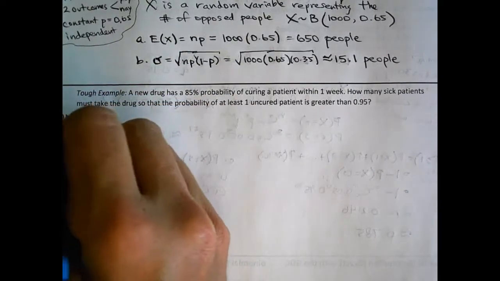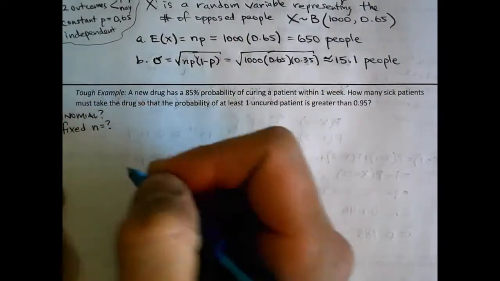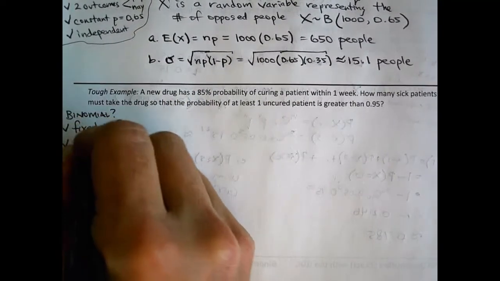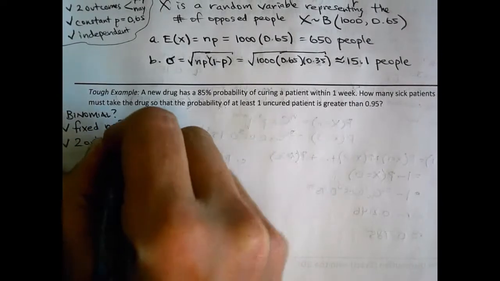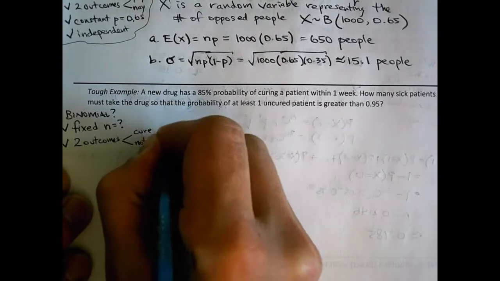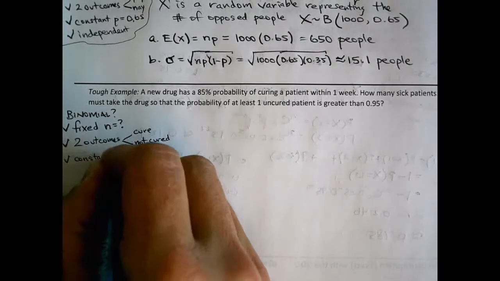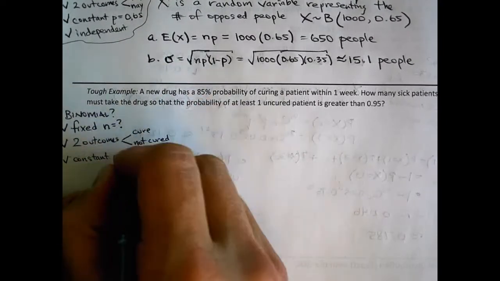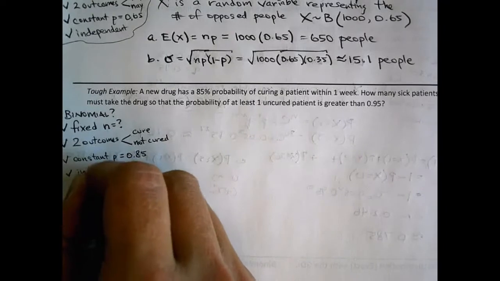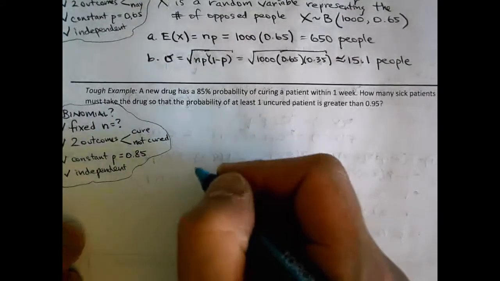Well, first of all, is there a fixed number of trials? Yeah, there's a fixed number of people taking the drug. I just don't know how many. That's the problem that makes this question difficult. Are there 2 outcomes? Well, yeah, the person is cured from the drug or not cured. Is there a constant probability of success? Yeah, we know that drug has an 85% success rate. And does one person affect the other? Probably not, right? We're going to ignore any placebo effects. So there's a binomial distribution.